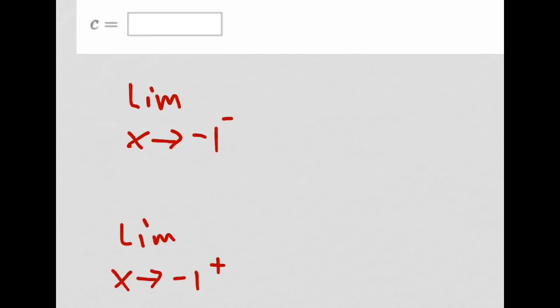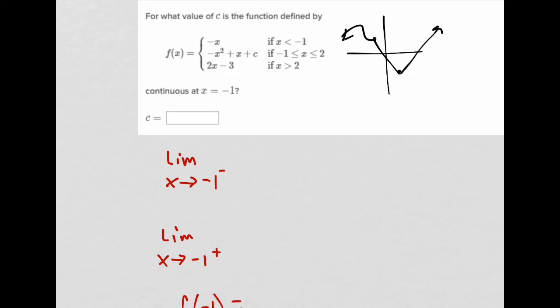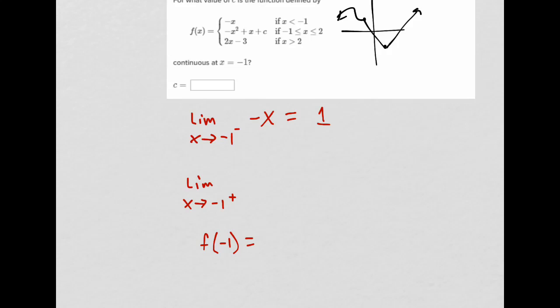So, as x approaches -1 from the left side, which function should I be using? If x is a tiny bit smaller than -1, then I must take the limit of -x. So that's what I'll put in there. Hopefully that makes sense. Then I use my techniques for evaluating limits, which is just direct substitution. If I plug in -1, I get -(-1), which is just positive 1. Great, that's nice.